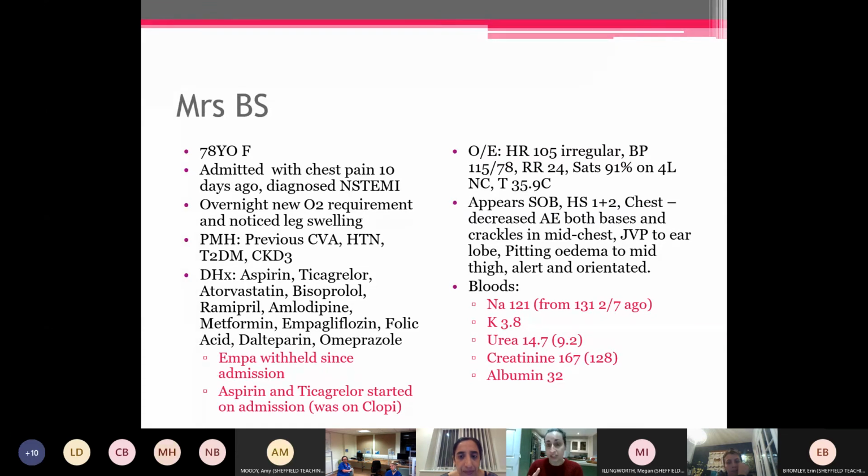So actually, fluid restricting and diuretics in this case, as well as helping the fluid overload, the pulmonary edema and the hyponatremia, will probably also help the AKI.